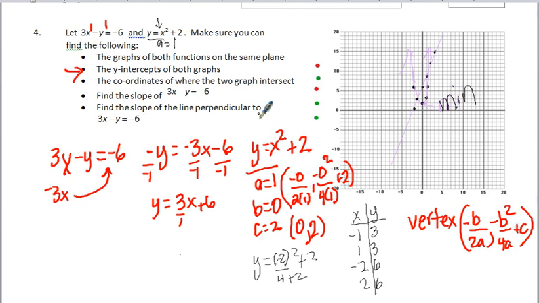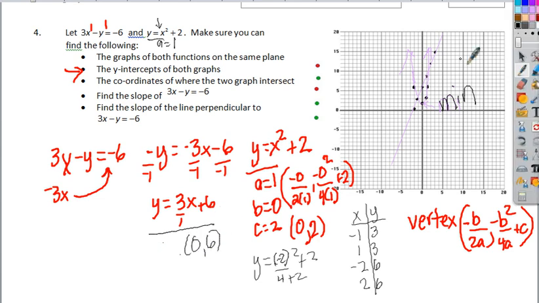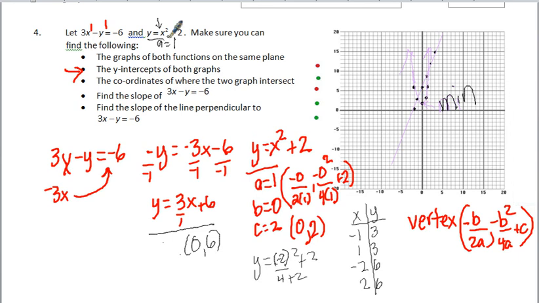Okay, and then you find the y-intercepts of both graphs. So let's take a look at our slope-intercept. For our linear equation, our y-intercept is here, so it's 0, 6, and we can see that. It's right there. And for our other graph, our parabola, here's our y-intercept at 0, 2. So we've got that taken care of. Then we have to determine the coordinates where the two graphs intersect. We can see this one right here.